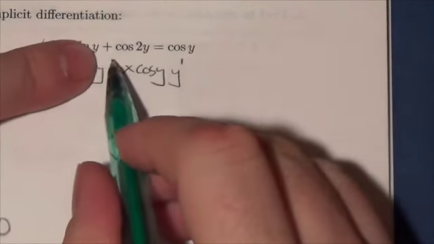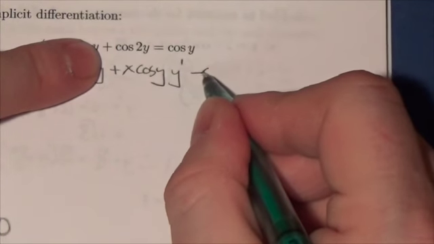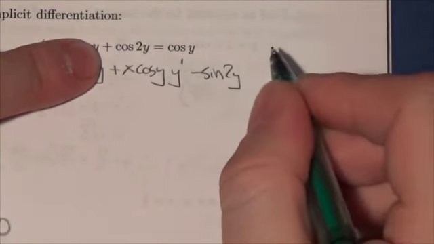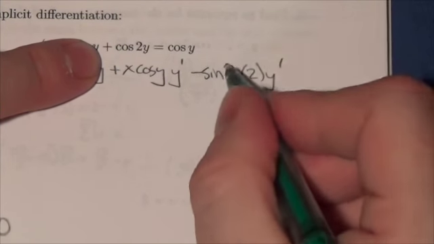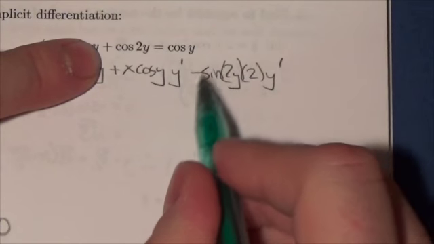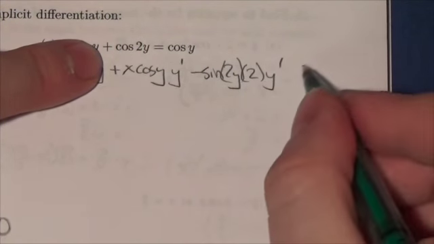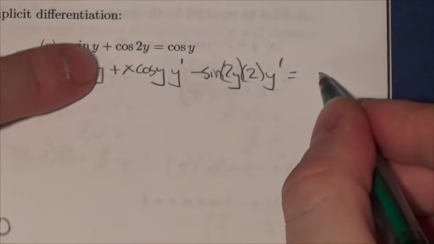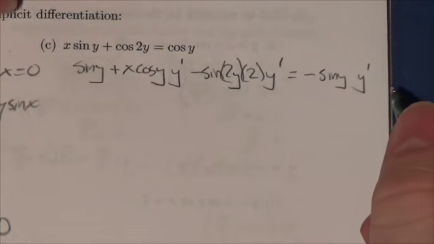Okay, now I'm going to move on to the next term here, which is cosine. The derivative of cosine will be negative sine of 2y, times 2 times y prime. So that 2y is within the sine function, but that 2 is going to be multiplied outside, and then the y prime again is outside. On the other side, this is going to end up being negative sine y, y prime.